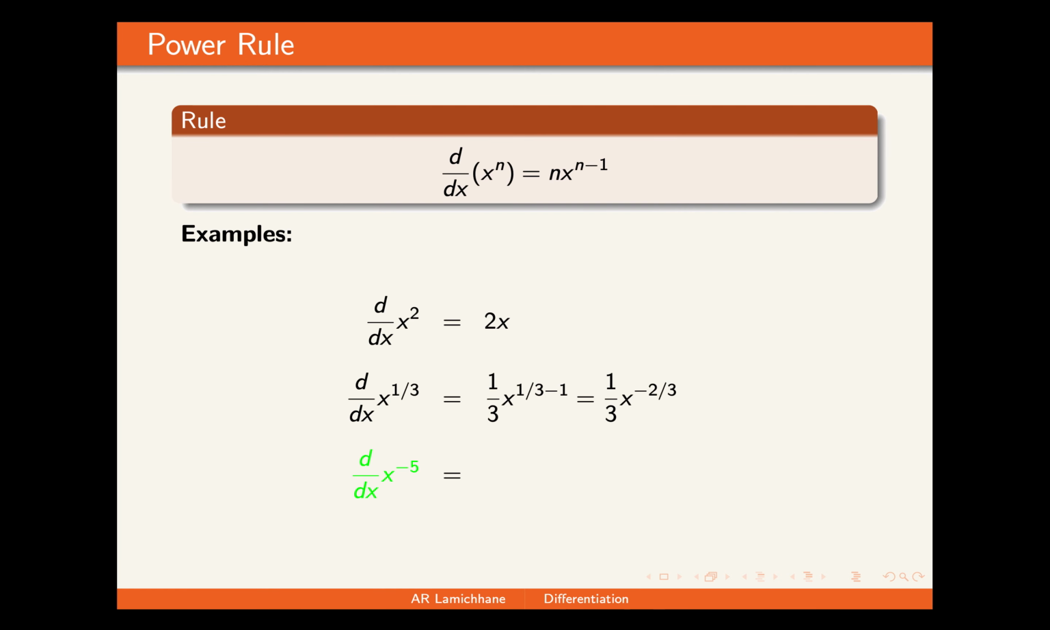Let's see one more example. If our goal is to find the derivative of x to the power minus 5, can we use the power rule? Yes, because negative 5 is a real number in the power, so we can use the power rule. But how do we apply it? We bring the negative 5 down as a coefficient, write down x as it is, and subtract 1 from the power, which is negative 5. Negative 5 minus 1, when we simplify, we get negative 6. So the derivative of x to the power minus 5 is negative 5 times x to the power minus 6.